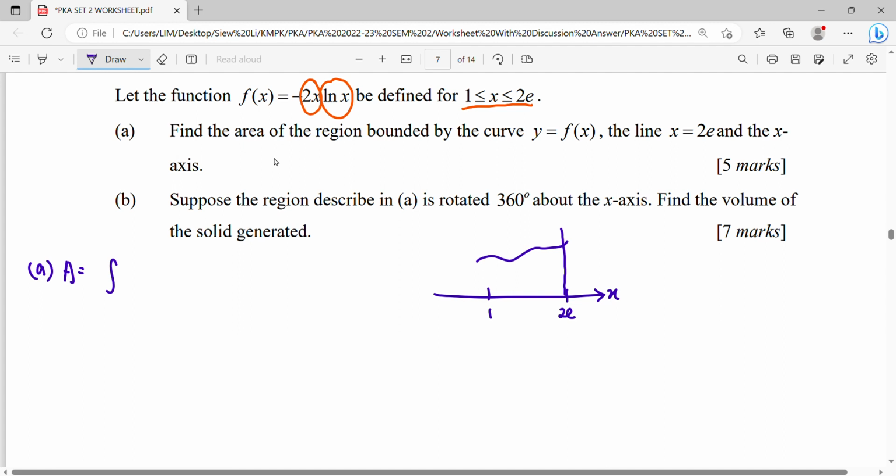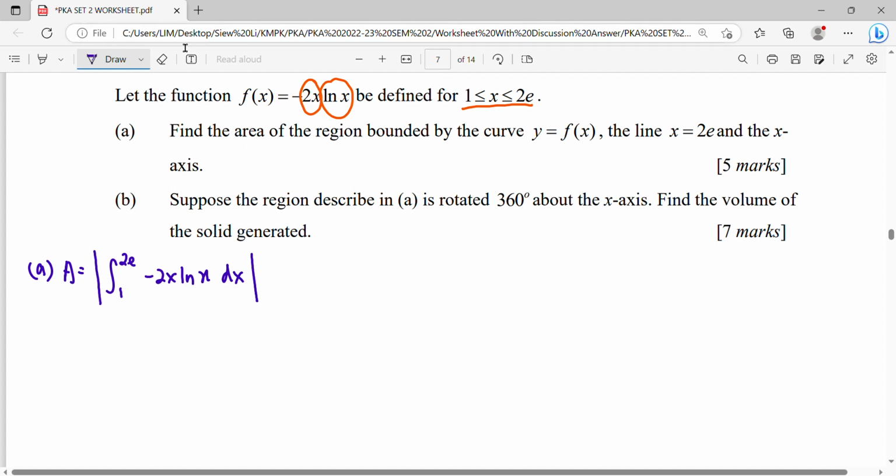So your lower limit will start from 1, because your interval starts with 1, then upper limit 2e. So only one function here, 2x ln x dx. And then we make sure this area is always positive, so that you won't get a negative value from the integration. Then we can start to integrate this.